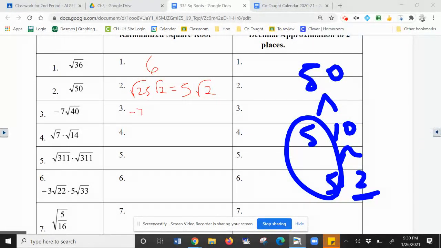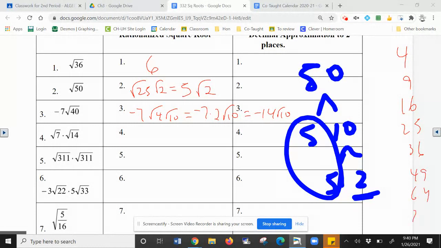The next one, I'm going to look for perfect squares, but you could break down the 40 all you want and so forth. But I know that 4 goes into 40 10 times. So negative 7 times the square root of 4 is the same as negative 7 times 2. So that's the same as negative 14 times the square root of 10. So once again, because the list of perfect squares is so small, I'd rather look for perfect squares that go into a number than break it down into whatever it needs to be broken down to. Seems to me like it's easier.